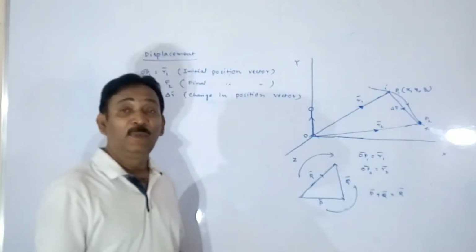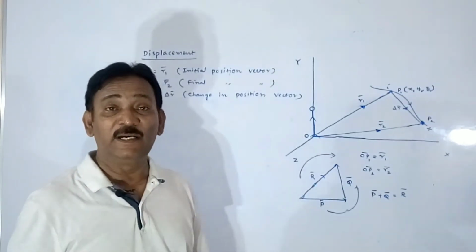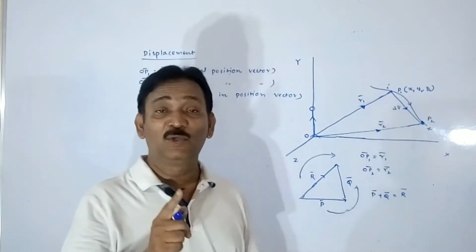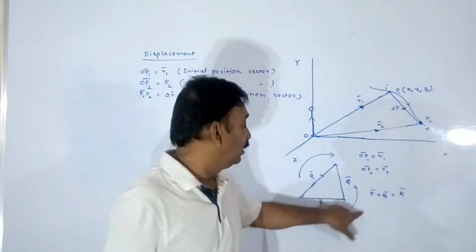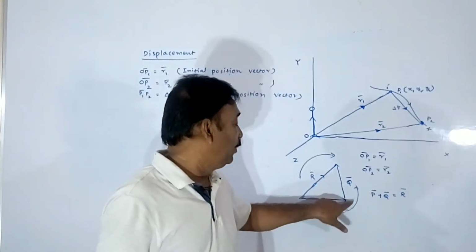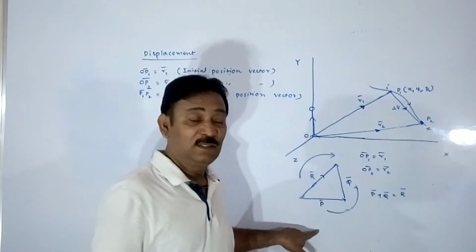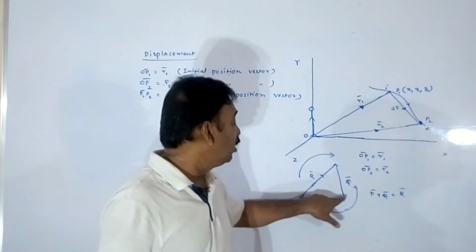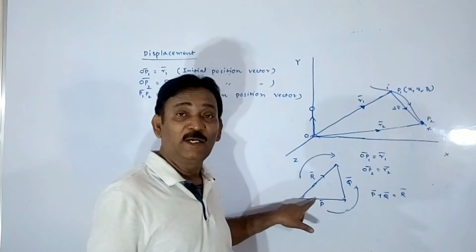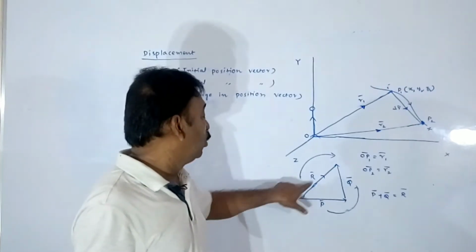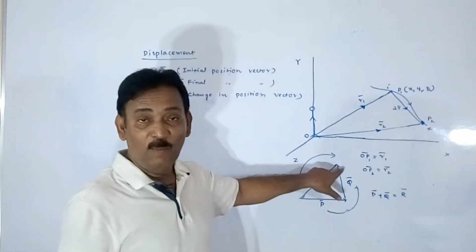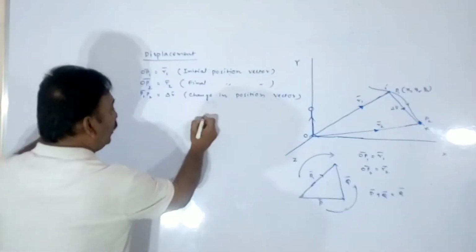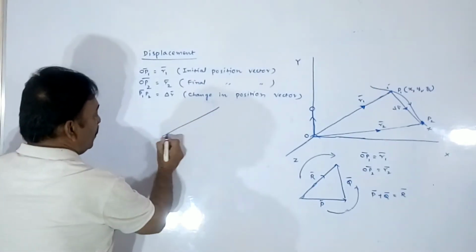Understanding me? The triangular law of vector addition tells us that if two vectors are represented as the two sides of a triangle in order, here the two vectors P and Q represent the two sides of the triangle in order, the resultant of these two is represented by what? The closing side of the triangle in opposite order. The same thing is happening here. See this? I am redrawing the same diagram here.